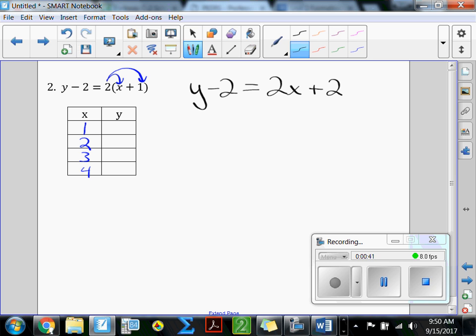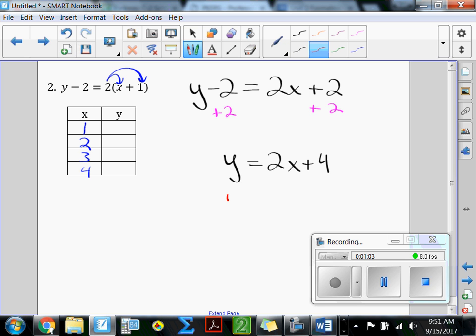You could also take this negative 2 on the left-hand side and add it to both sides. That would give you y equals 2x plus 4. And now you have an easier equation to work with. So we'll do this one the rest of the way from here. I'll go back and show you what it would look like if you didn't convert it into slope-intercept form.